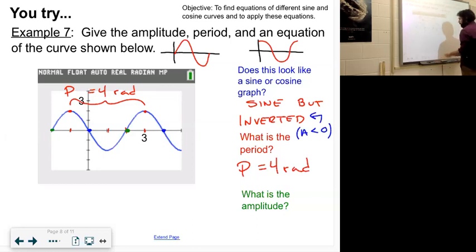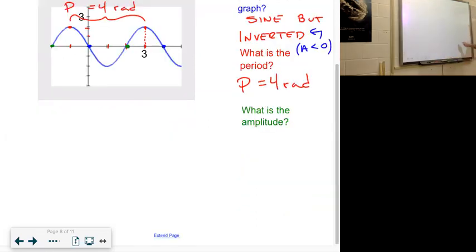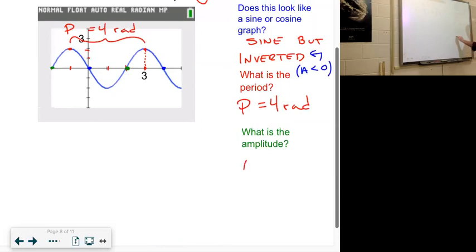Okay, the amplitude again is the measurement from the maximum value or the minimum value to the line of oscillation. So that's 1, 2. It's 2 units there. So the amplitude is 2, +2, right? So I'm going to note that. Amplitude is always positive, but because we said that this graph was inverted right here, that means my A value is negative. So my A value is going to be -2.